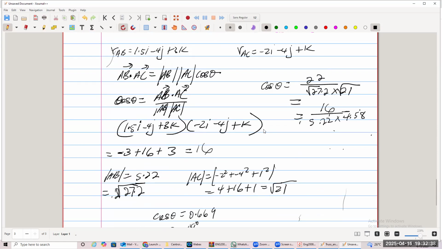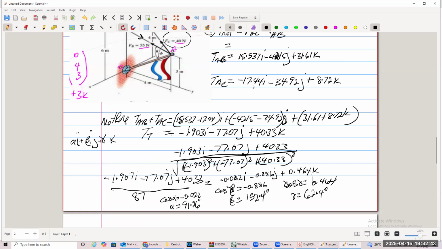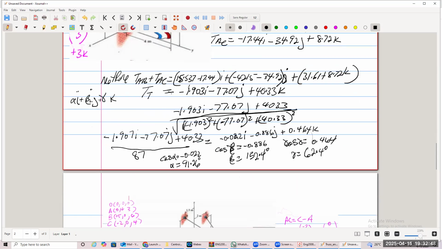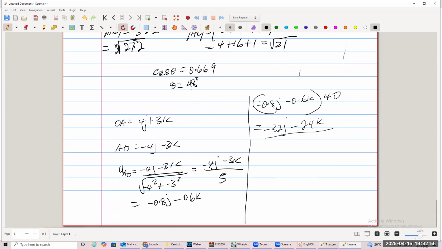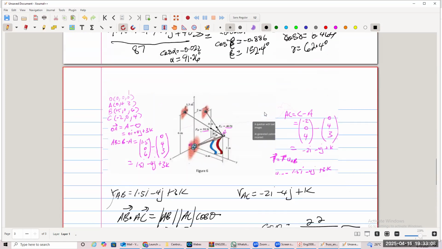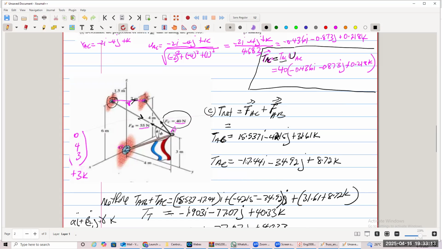But seeing that you worked it out already, I prefer you use this form. It should give you about close to the same thing. We could check it. What was it again? It will be minus 0.8 J, 0.6 K. And what will be the other one now? It will be this here.